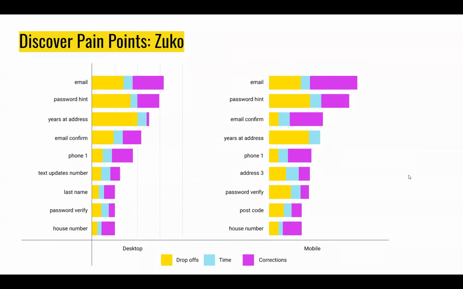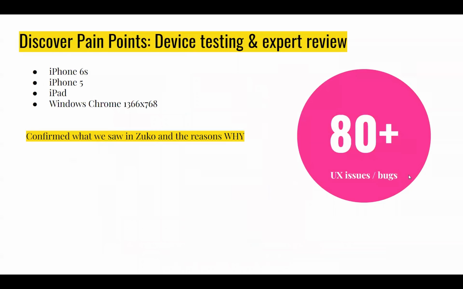So we had a look at that data, and then we did device testing and an expert review on it. We tested on an iPhone 6S, an iPhone 5, an iPad, and Windows Chrome at 1366 by 768. We got over 80 UX issues and bugs in total, but more importantly, what we saw from the device testing and expert review was what we saw in Zuko. But now we had the reasons as to why, because we'd run through the funnel and identified them.